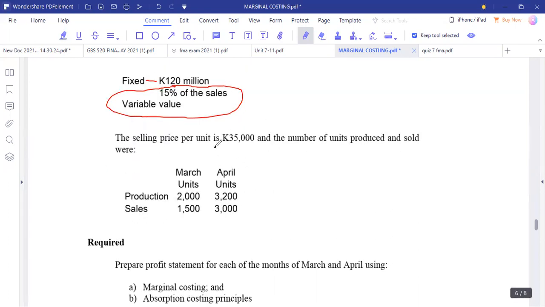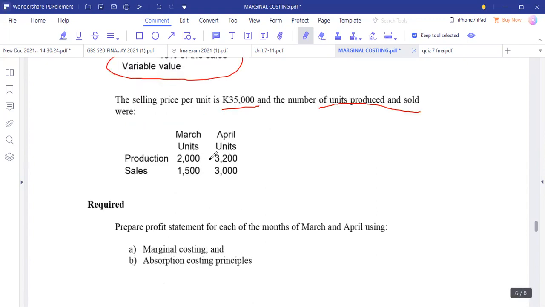Now, the selling price per unit is 35,000, and the number of units produced and sold were, in March, 2,000 units produced, and then in April, 3,200 units. They only sold 1,500 units in March, and then in April they sold 3,000 units. Here we can clearly see that we can have our closing inventory. Okay, so we produced quite a number. So closing will be what?